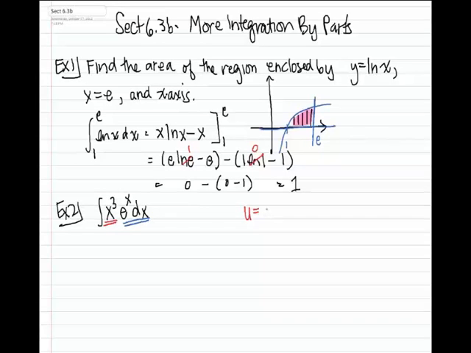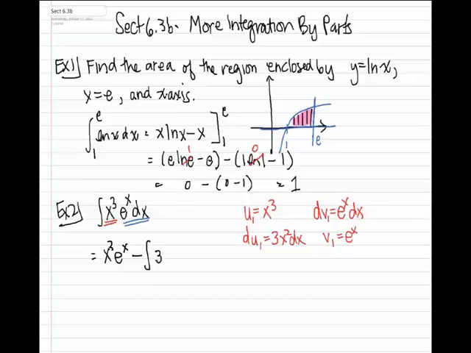So I'm going to let u equal x cubed, and dv will be equal to e to the x dx. I'm actually going to call this u1 and dv1. Then I'll have du1 equals 3x squared dx, and my v1 is going to be e to the x. So that part's nice and simple. So using my integration by parts, I'm going to have uv, so x cubed e to the x minus v du. So now I have 3x squared e to the x dx.